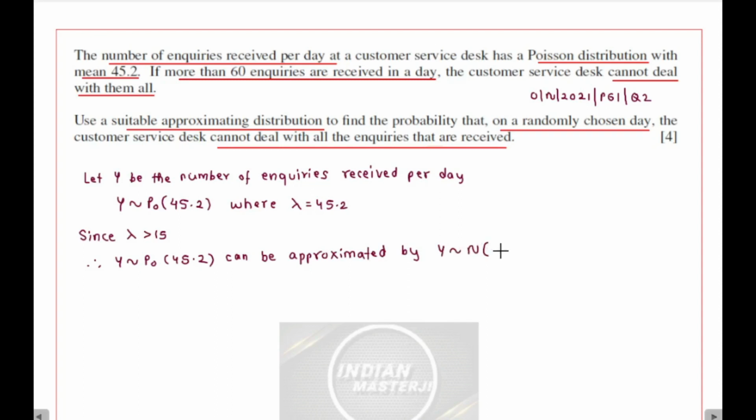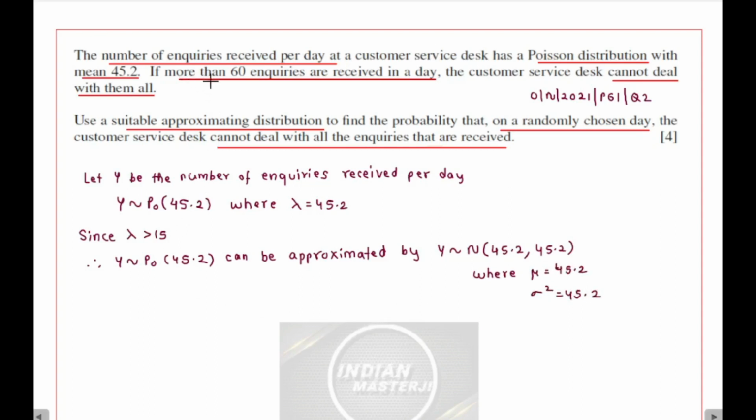The mean and the variance will be equal to lambda of the Poisson distribution, correct? So the mean is 45.2 and the variance is also 45.2. I can say where mu is 45.2 and sigma squared is also 45.2. Till here there is no problem.